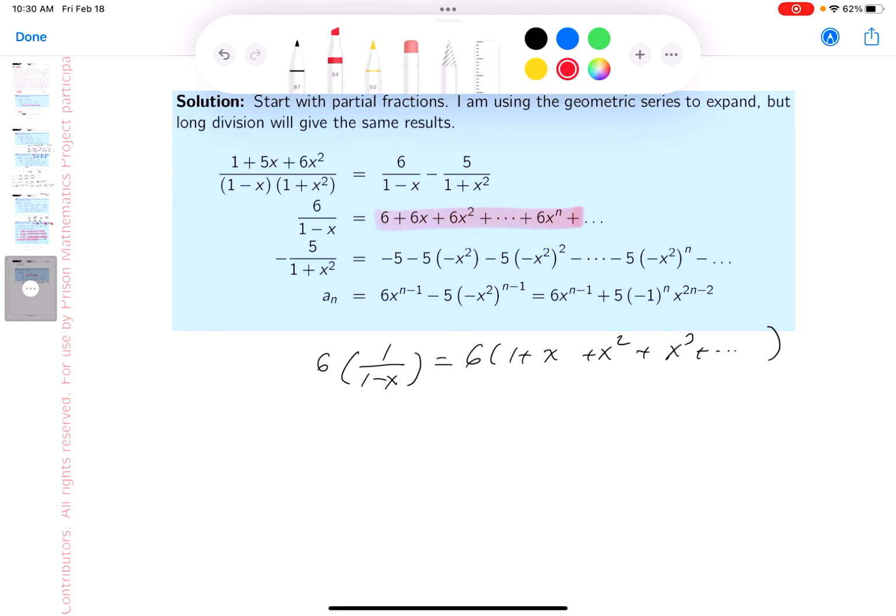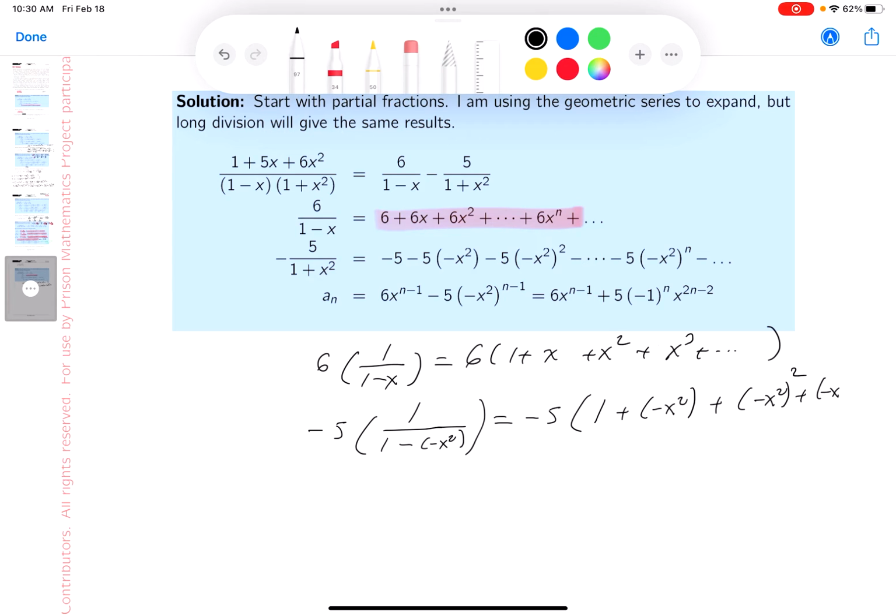What's the next one going to be? And I'll write it down for you. A little more complicated. It's minus 5 times 1 over 1 minus a minus x squared. And by the way, I also see this being somewhat trivial. It's minus 5. You're going to get 1. Then you're going to get plus minus x squared. Then you're going to get plus minus x squared squared plus minus x squared cubed plus yada, yada, yada. And if you did that, minus 5 times 1 minus x squared plus x to the 4 minus x to the 6 plus yada, yada, yada.